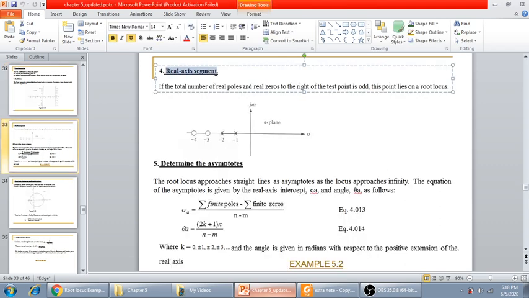The real axis segment. This is the one we are talking about. If the total number of real poles and real zeros to the right side of the test point is odd, then the point lies on the root locus. Anyway, I will explain it to you.